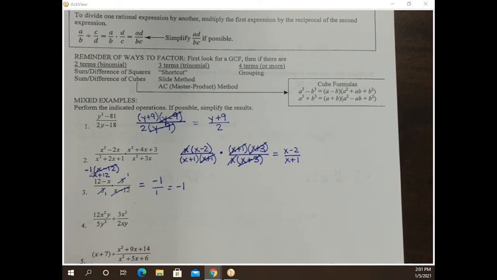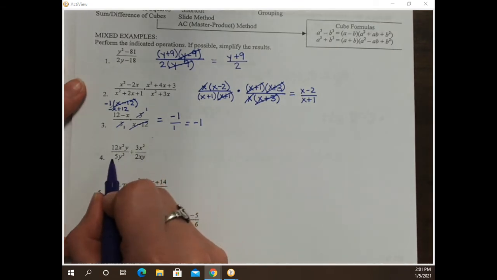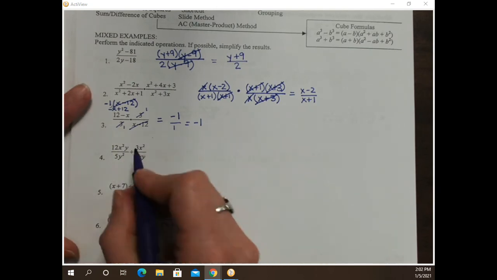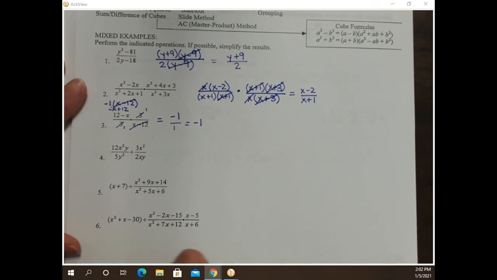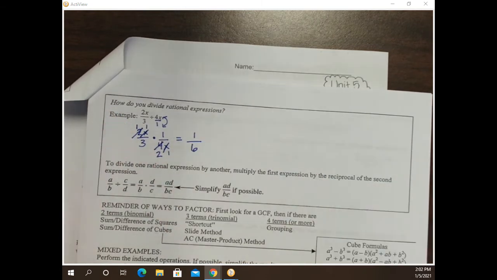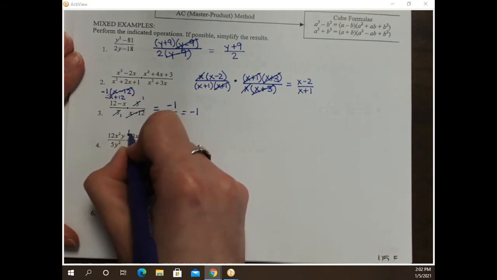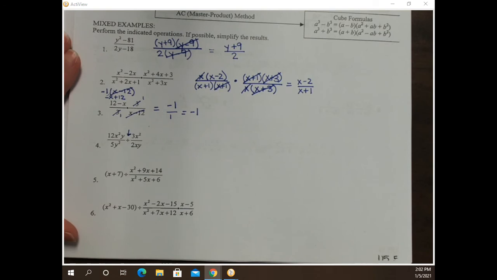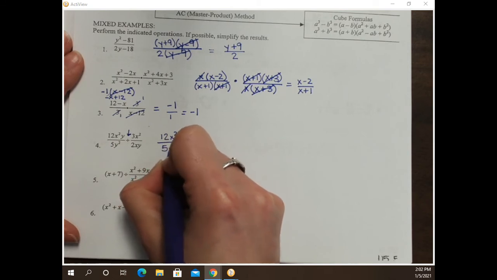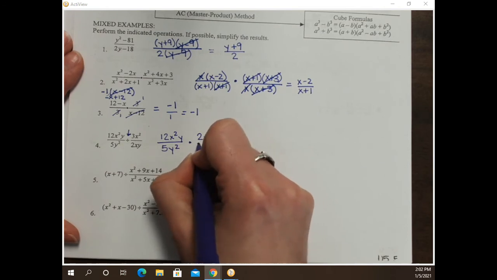Number 4 is similar to what we saw in those first few examples. Everything here is being multiplied together, right? On each of my numerator and denominators, I'm just multiplying a bunch of stuff together. I don't see any addition or subtraction signs, so I can reduce the individual pieces here, okay? But before I do that, since I'm dividing, I'm going to need to take the reciprocal of the second term. So I've got 12x squared y over 5y squared times, reciprocal here, would be 2xy over 3x squared.